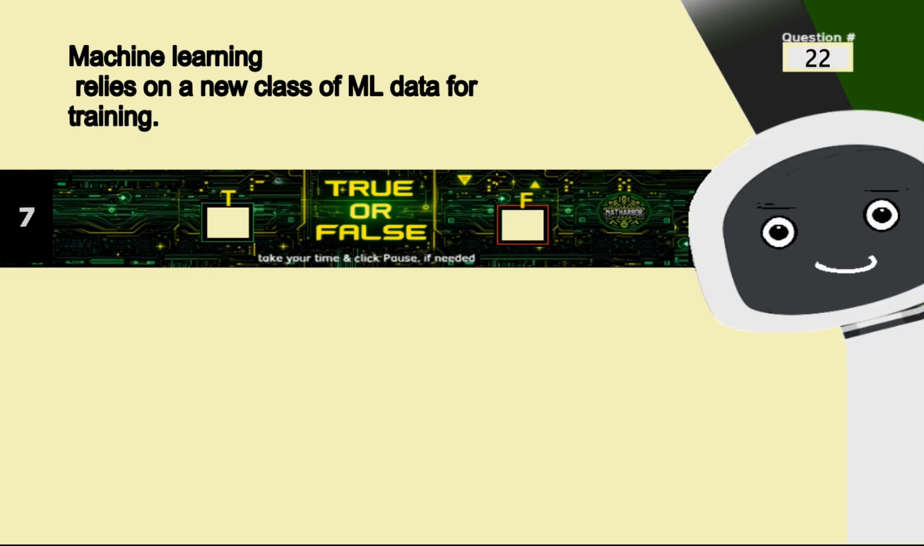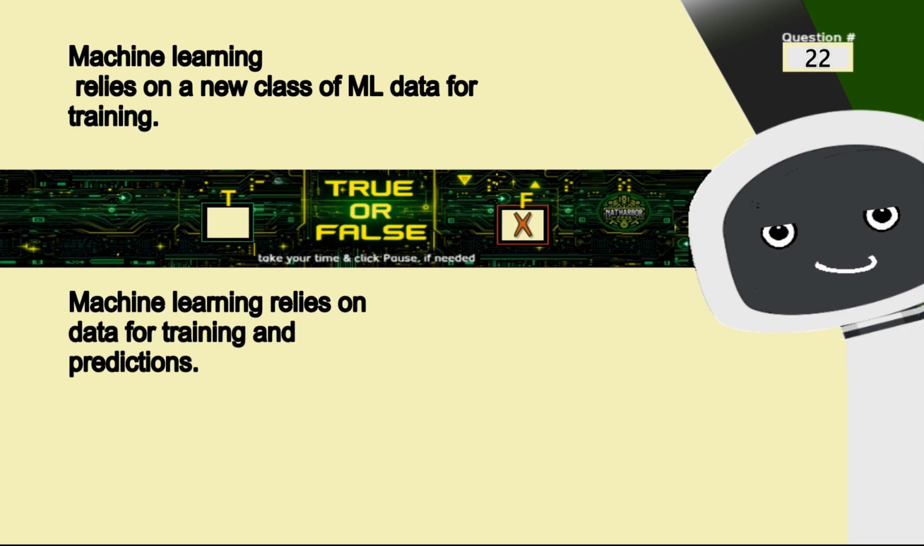True or false? Machine learning ties drones to crops. Kind of true. Machine learning predicts crop health and uses drones and sensors to do it. True or false? Machine learning relies on a new class of ML data for training. That's false. Machine learning relies on data, just the same data you've always known.